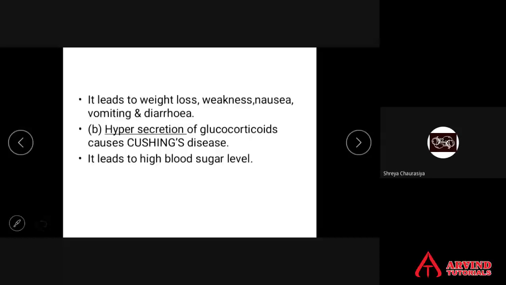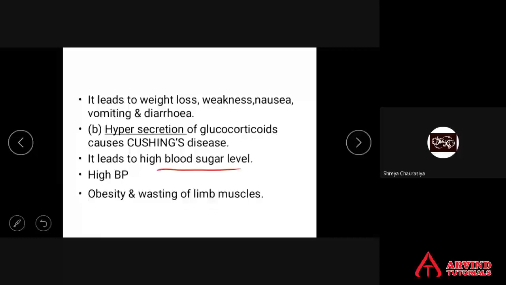It leads to high blood sugar level. We can see that it is just opposite of Addison's disease. Symptoms of Addison's disease and the symptoms of Cushing's disease are just opposite to each other. It leads to high blood sugar level, high blood pressure, obesity and wasting of limb muscles. Obesity means here a person will be obese or fat, and wasting of limb muscles. Limb muscles become thin. Okay, those are the symptoms.